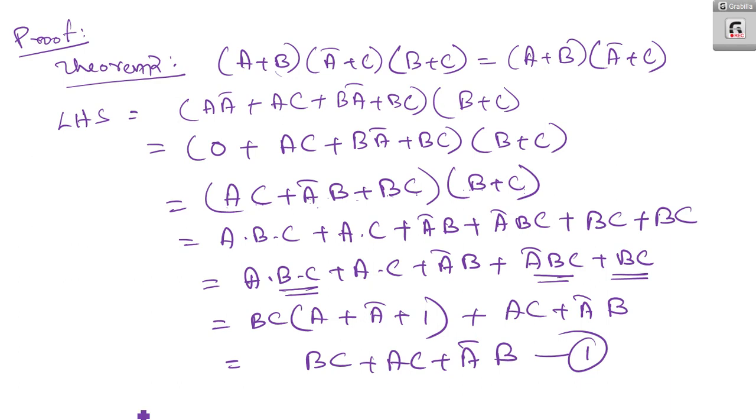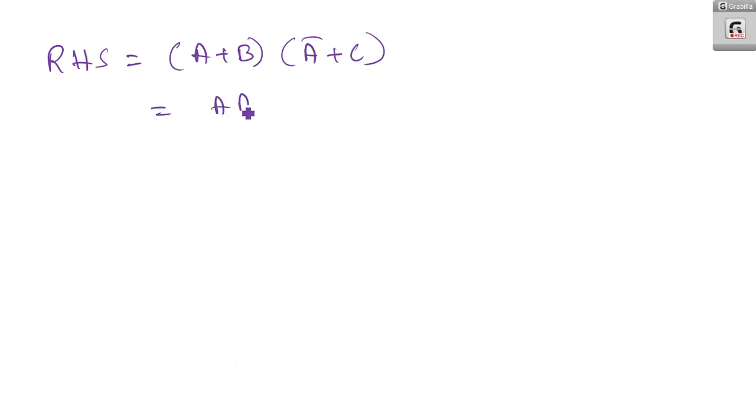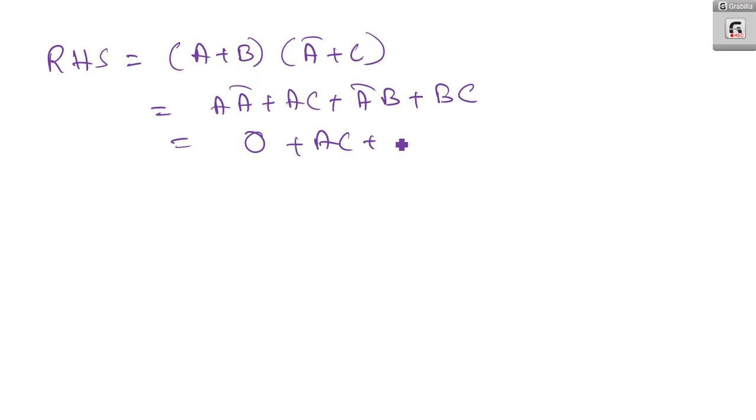Now I am expanding the right side. What is our right side? The right side I am getting as A or B, and A bar or C. If I am expanding it, what will I get? A A bar, or AC, or A bar B, or BC. What is A A bar? It is 0. So 0 or AC or A bar B or BC. So the answer is you will get AC or A bar B or BC.